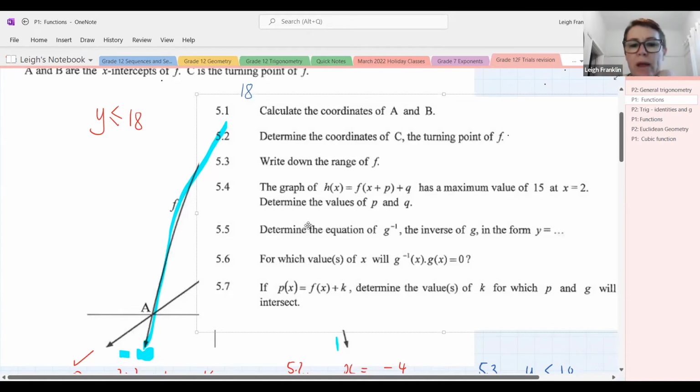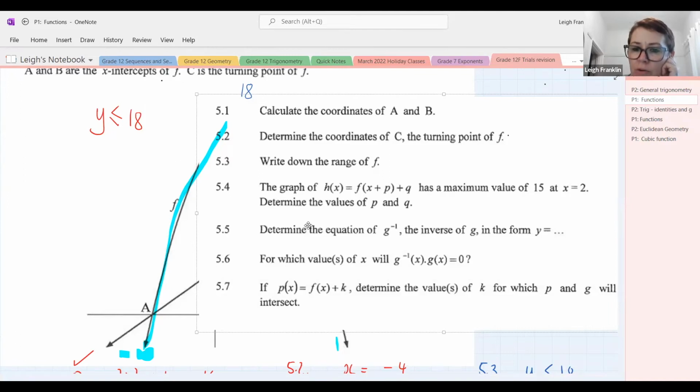In 5.4, it says to us that the graph of h of x is equal to f of x plus p, plus q. And it has a maximum of 15 at x equals 2. Determine the values of p and q. What do they mean by this? What do they say is happening here? How is the graph of h of x different to the graph of f of x? What's happened to f of x to make h of x? Can anybody tell me?